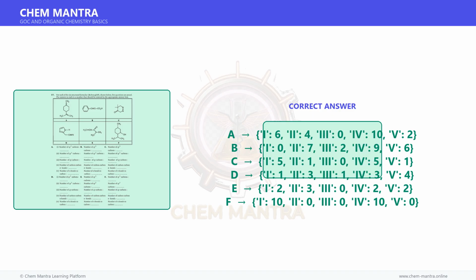Therefore, the correct matching is: A matches I 6, 2 is 4, 3 is 0, 4 is 10, V 2. B matches I 0, 2 is 7, 3 is 2, 4 is 9, V 6. C matches I 5, 2 is 1, 3 is 0, 4 is 5, V 1. D matches I 1, 2 is 3, 3 is 1, 4 is 3, V 4. E matches I 2, 2 is 3, 3 is 0, 4 is 2, V 2. F matches I 10, 2 is 0, 3 is 0, 4 is 10, V 0.